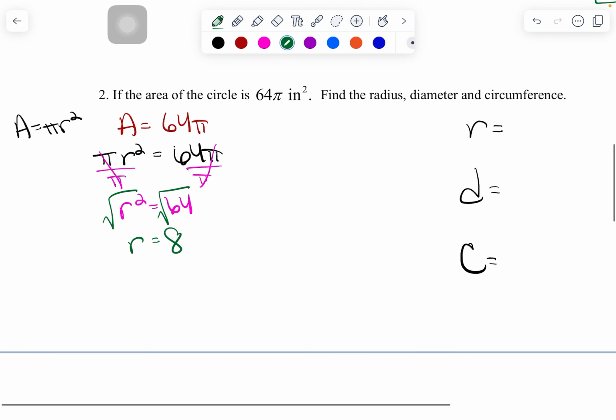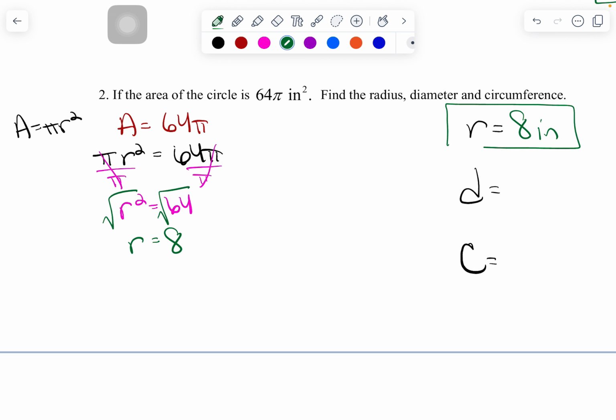And you are going to tell me that the radius is 8 units, or inches here. All right. So radius is 8 inches. Now, how do you get from a radius to a diameter? Well, the diameter is 2 times the radius. So if you know that your radius is 8, your diameter, double it up, is 16 inches.